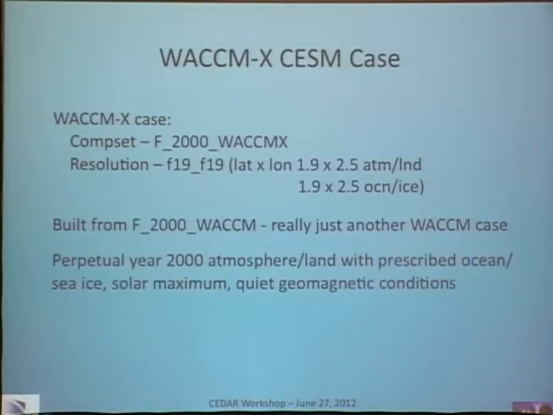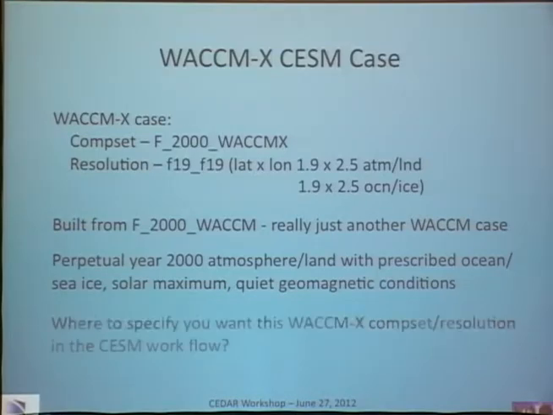And it's perpetual year 2000 atmosphere and land. It has the prescribed ocean, sea ice, and its solar maximum, just as the F2000 WACCM case. One difference is that in the WACCM-X case, we use quiet geomagnetic conditions, which means we set the KP and the AP lower. That was higher in the WACCM case. So that's one difference between the F2000 and F2000 WACCM-X as far as the configuration goes.